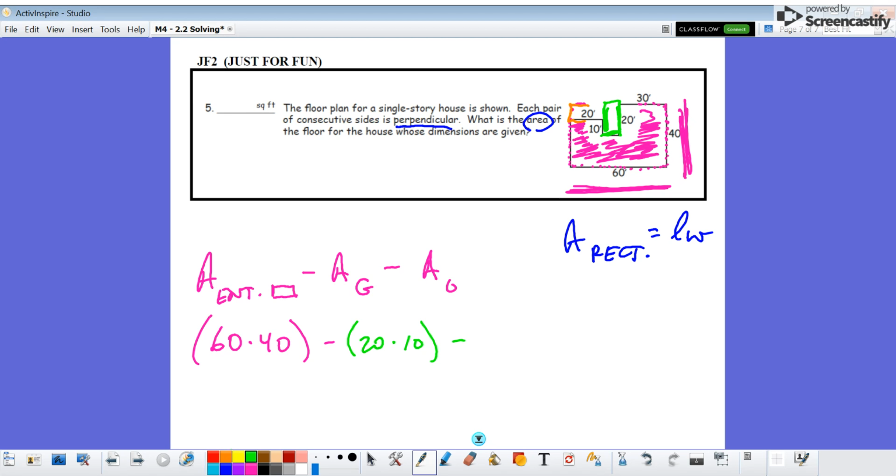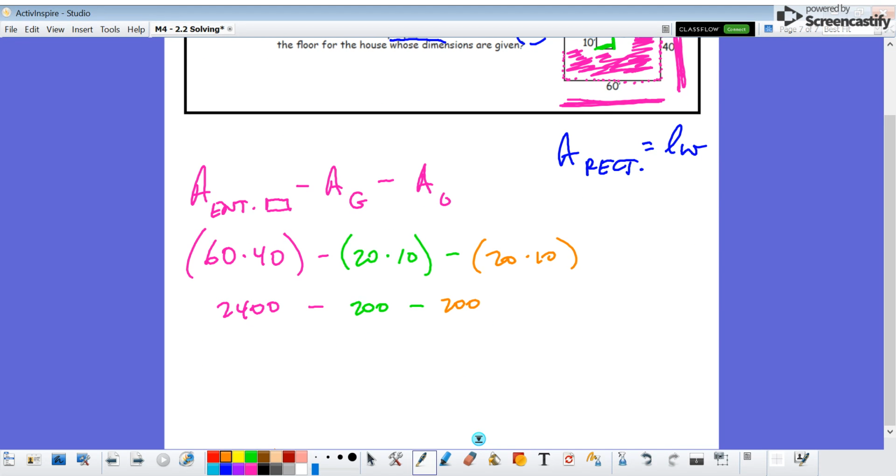And I also have to subtract off the orange. So I'll erase this now and just look at that orange. That would be 20 here by 10 vertically. So that orange would be 20 by 10 as well. So this would give me 2400 minus the green area, which would be 200, minus the orange area, which would be 200. Total, all in all, is 2,000 feet squared.